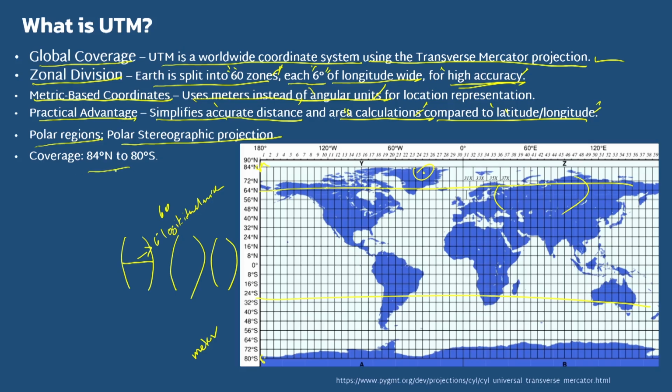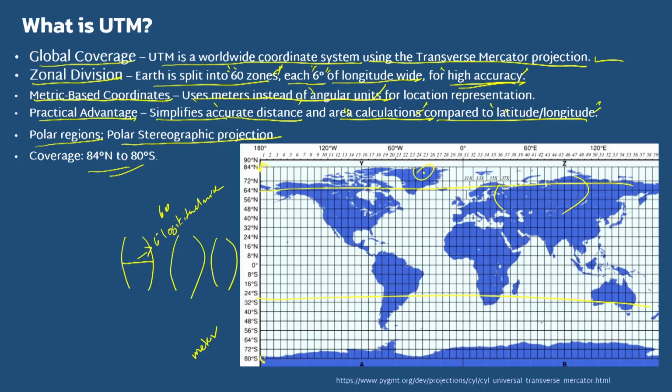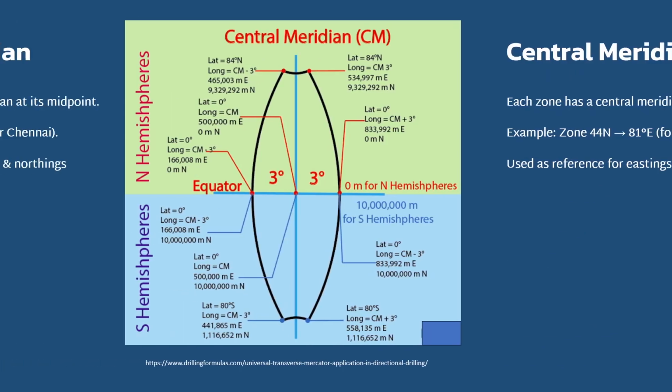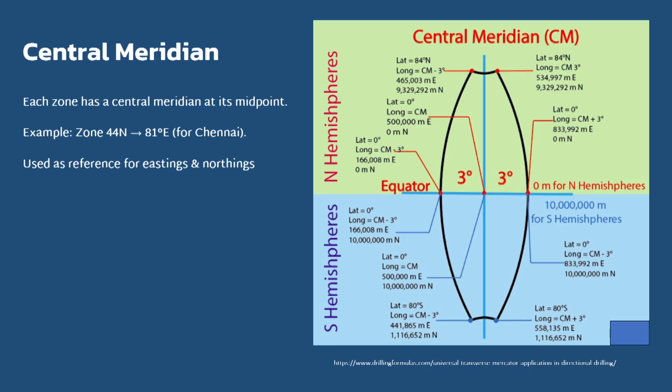If we look at the coverage already discussed, it is 84 degrees north and 80 degrees south. Beyond that you may have distortion and accuracy issues. So, this is the overall picture of UTM projection. Central meridian: let us understand what the central meridian is. Each zone has a central meridian at the midpoint.